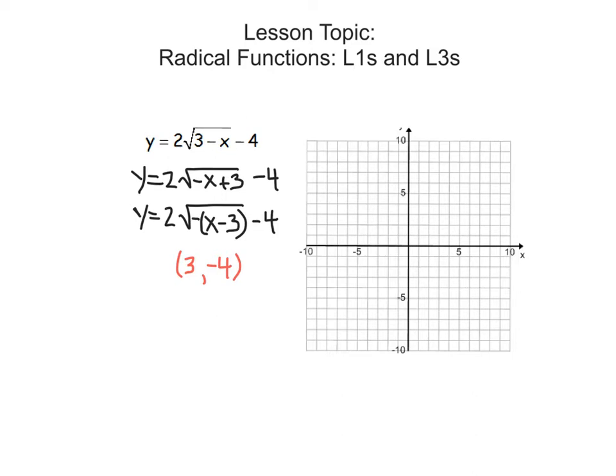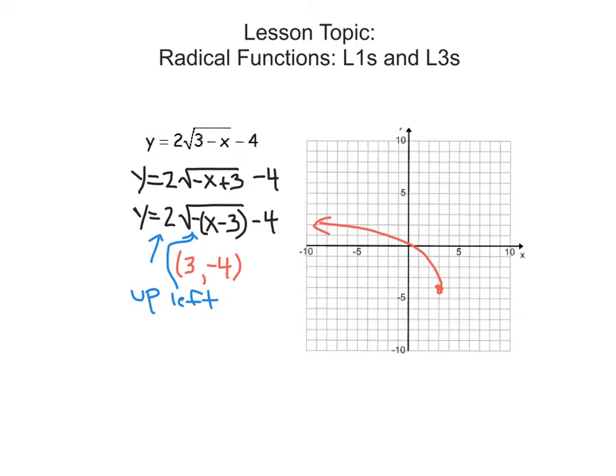And then how are we going to have this graph curve? Because this is positive 2, it is going to curve up. And because this is a negative right here, it is going to curve left. So up and left from (3, -4). Alright, so (3, -4) is right here. And it needs to curve up and to the left. Up and to the left, half of a parabola on its side. It should look like that.